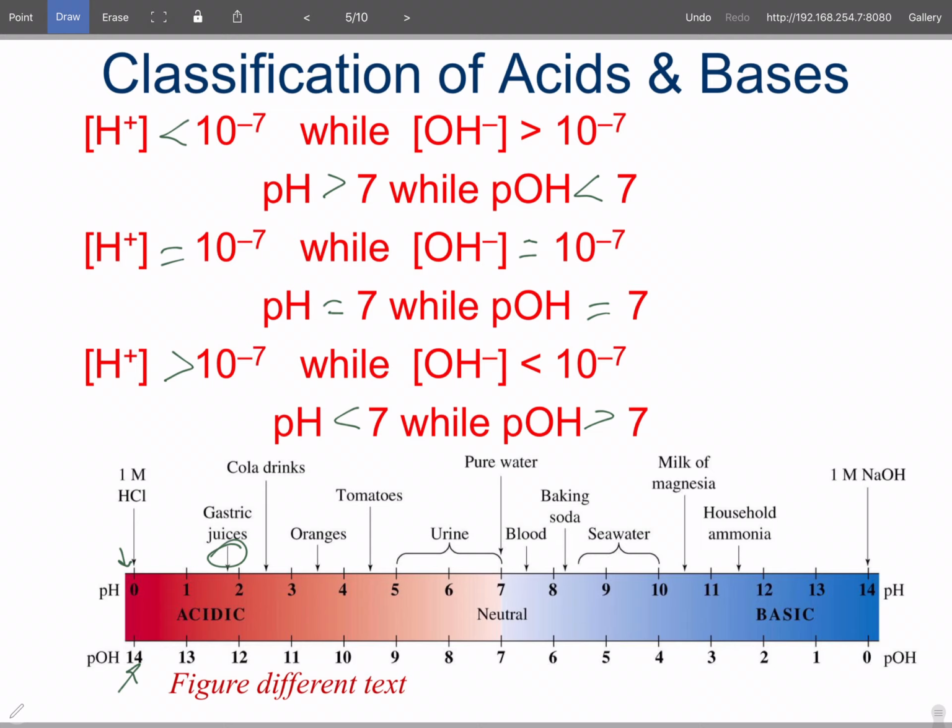Okay, as you go up, oranges, tomatoes, urine. Blood is actually slightly basic. Baking soda, seawater, household ammonia, 1 molar sodium hydroxide, we're talking Drano. And notice that at a pH of 14, which is very basic, the pOH is 0.